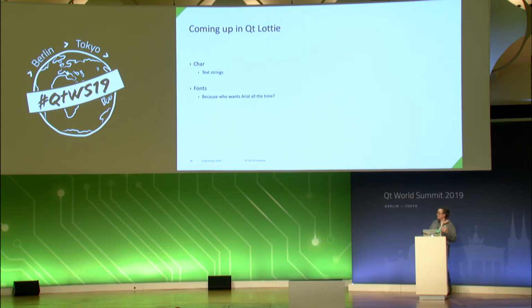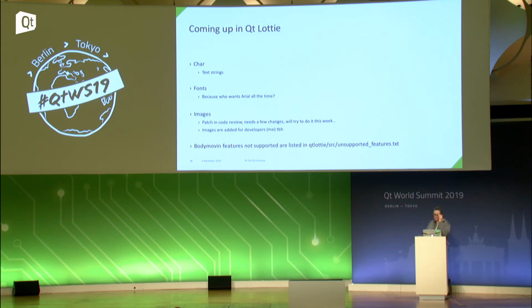We're going to add fonts, of course. If you're having text, you probably want to have your own fonts too. And we're also adding images. The patch is in code review, we're working on that, and we'll have images soon. That's principally added because I find it very hard to make these animations, and it will make it a lot easier for making very simple, very quick animations using images. We're not going to support all of the Bodymovin features because there are a lot and not all of them are necessary. If you look in the source code, we have a list of what's not supported.